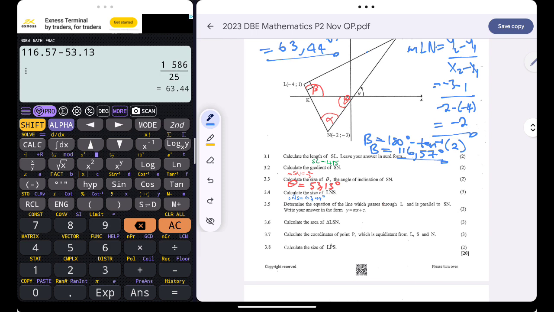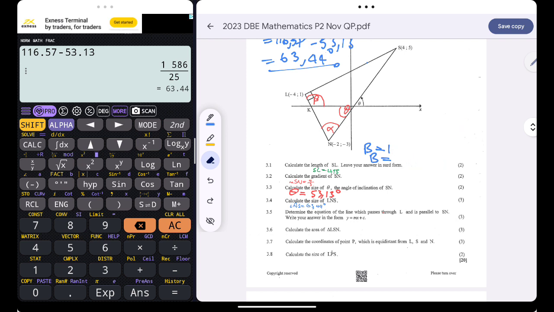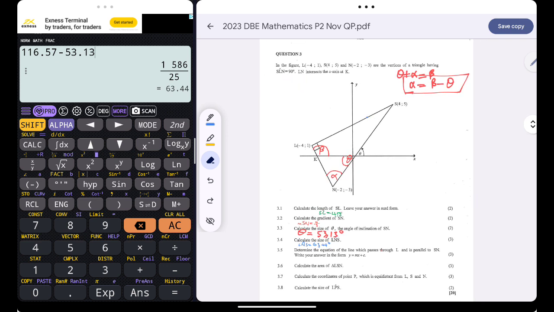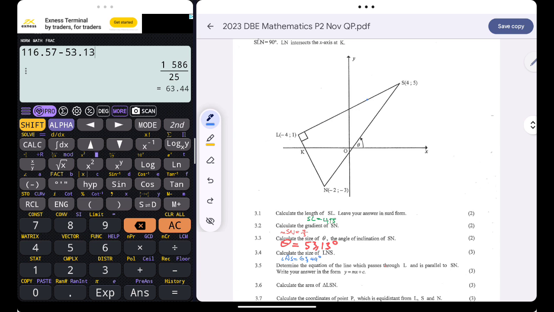Are you together? Now they want me to determine the equation of the line that passes through L, which is parallel to line SN. Remember that, guys, whenever we have parallel lines in Euclidean geometry, it simply means that they have the same gradient. So the minute they tell me that the line I want is parallel to the other line, it simply means they have the same gradients.